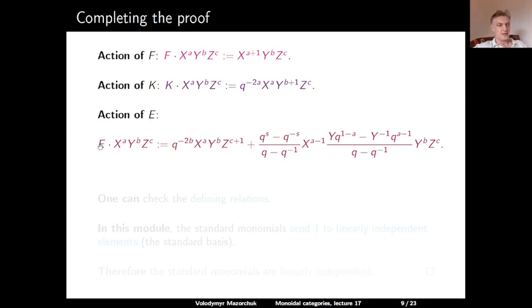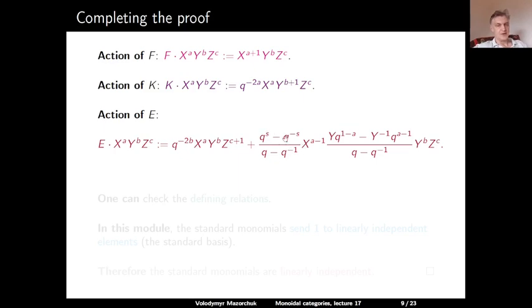So when we act by E on the monomial x to the power a, y to the power b, z to the power c, we get 2 terms. In the first term, the exponent of z is raised by 1, but we also have this additional factor q to the power minus 2b. And then we have the complicated second term.